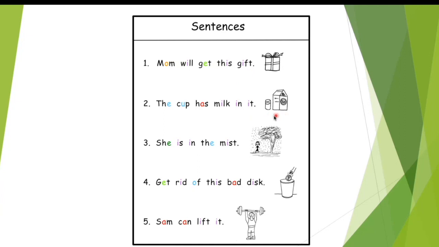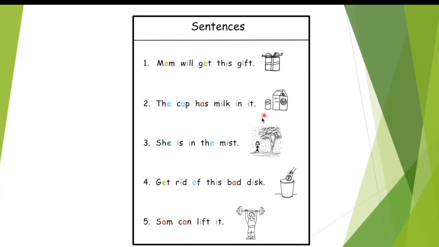What is this picture? Can you guess what is this picture? I guess it's a meal. Let's try to read the sentence. The cup has milk in it. Oh, you're correct. It's a milk and the cup has a milk in it.